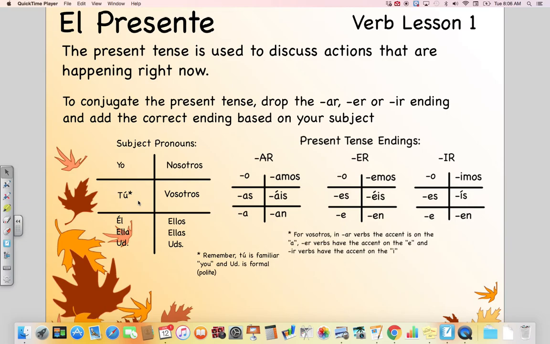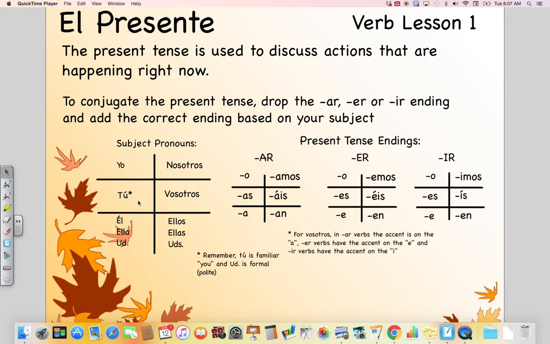Then we have él, he, ella, she. Usted also means you, but it's used formally. If you want to say you when speaking to someone in a position of respect, such as a teacher, or if you're talking to someone you don't know, you would use usted to say you.